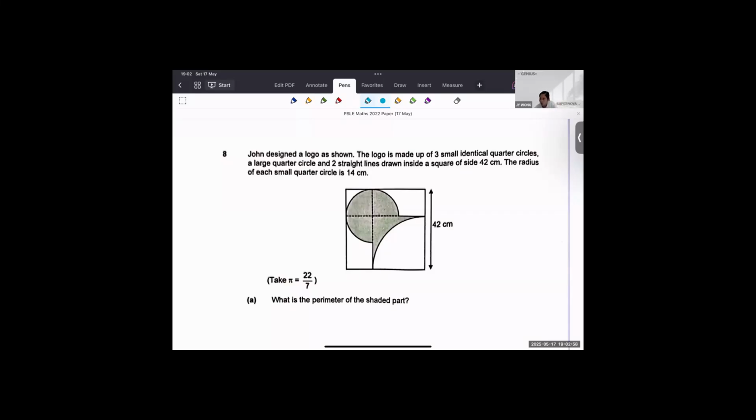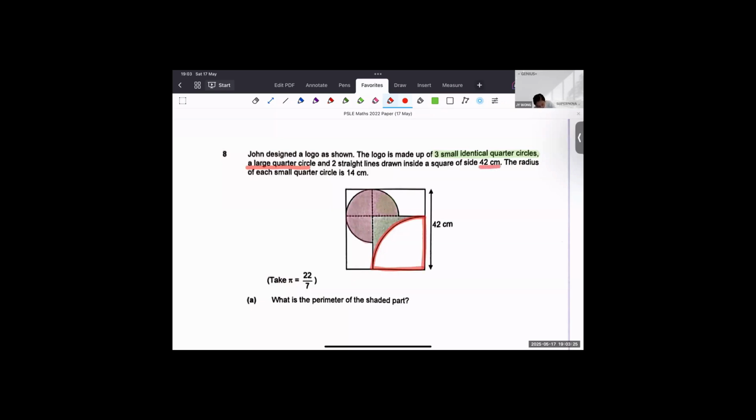John designed a logo. The logo is made out of 3 small identical quarter circles, which are shown here, maybe I use pink. These are the 3 small identical quarter circles, and then 1 large quarter circle, which is shown here. This is the large quarter circle that's not shaded, and 2 straight lines drawn inside a square.